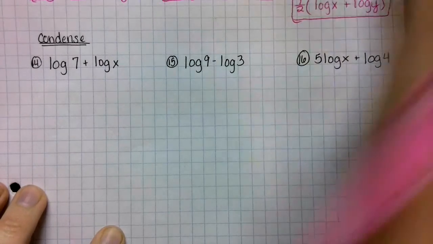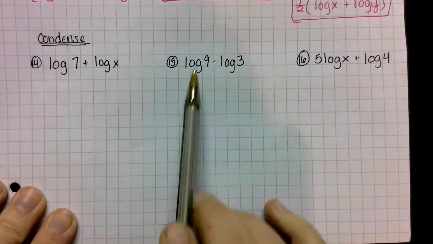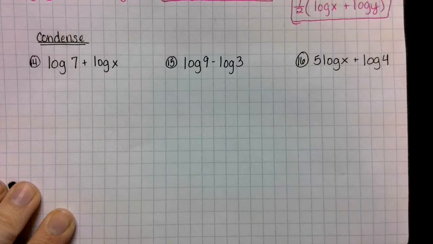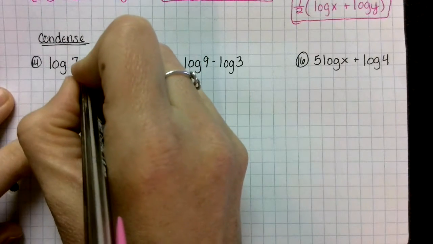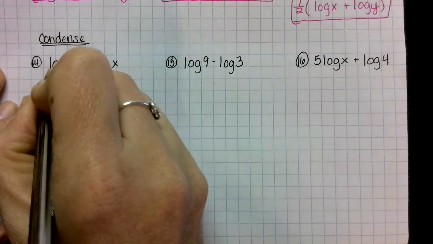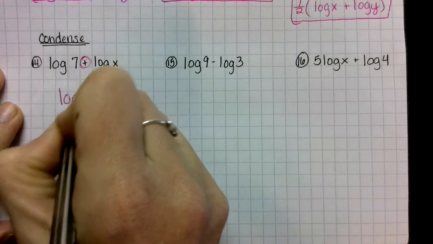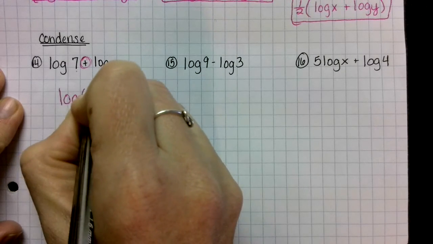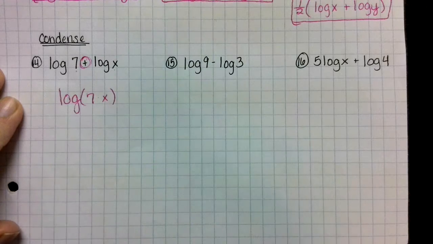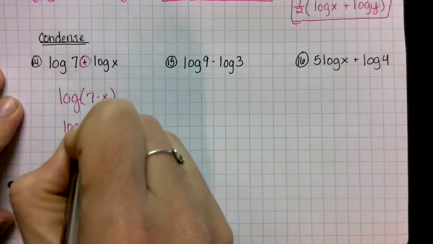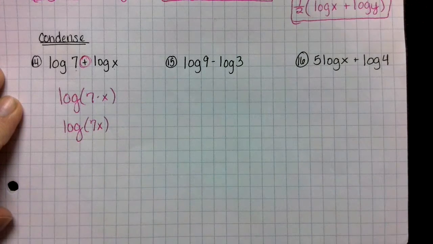So now going the other direction, now we're going to condense. You'll notice each one of these problems has multiple logs in it, and our goal is we want to condense this down to one single logarithm. So with number 14, I see that I have plus, and I know that goes hand in hand with multiplication. So my log condenses down into one log, and then plus means I take these two things and I multiply them together. So it's 7 times x, or you could just write it as log of 7x.